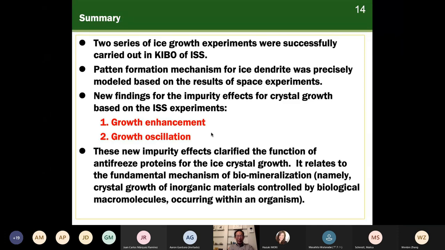Based on these results, we could understand many things, for example, related to biomineralization. Biomineralization is crystal growth of inorganic materials controlled by biological macromolecules occurring within an organism. It means that this is a very important research phenomenon. And we could obtain a hint to understand the mechanism of this important phenomenon. Okay, like this.